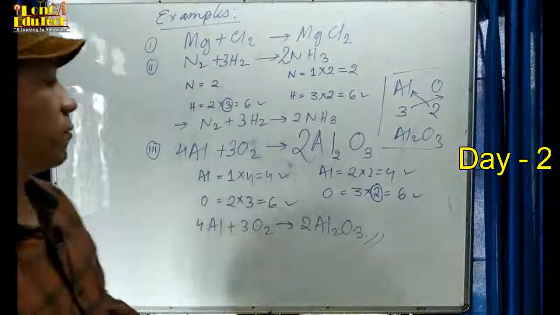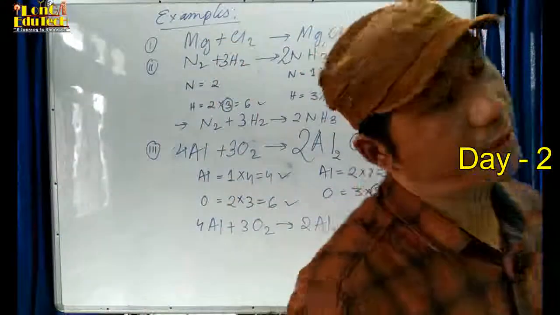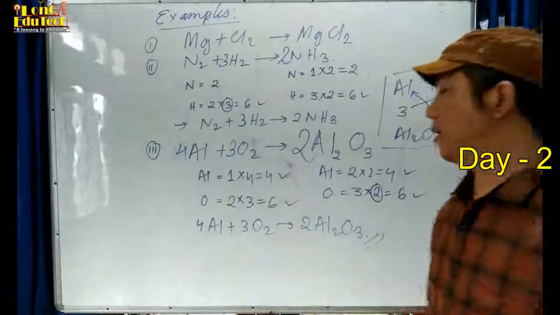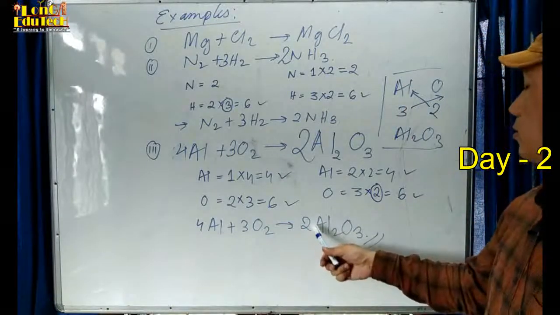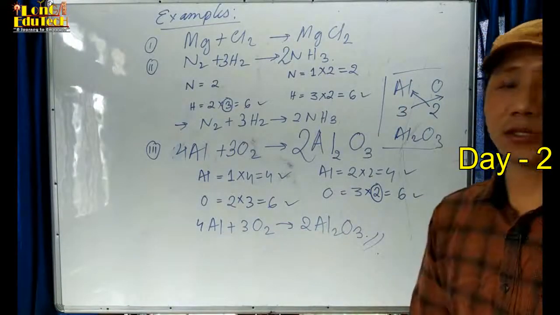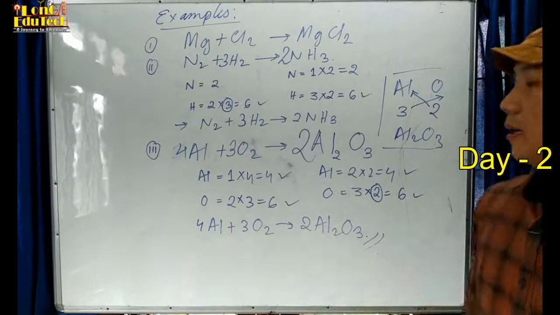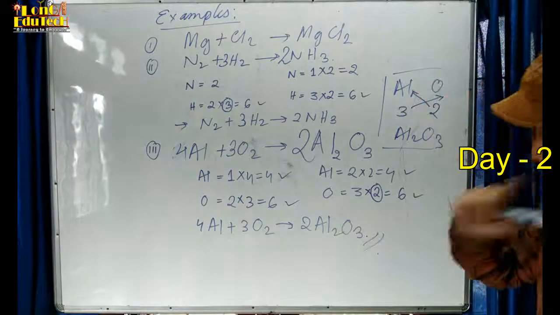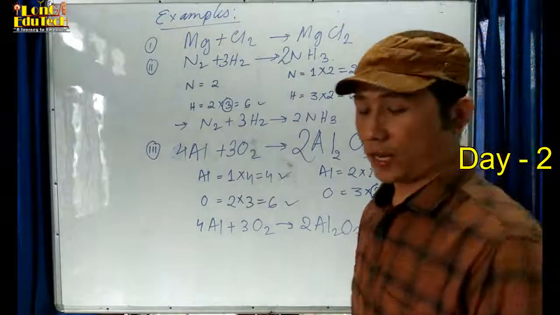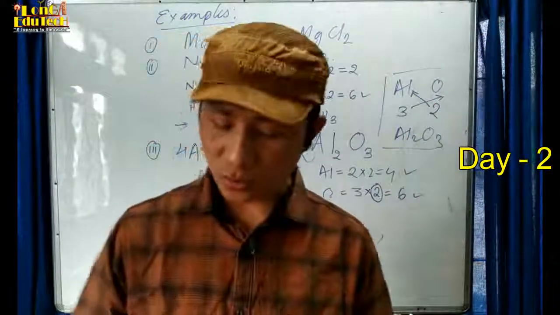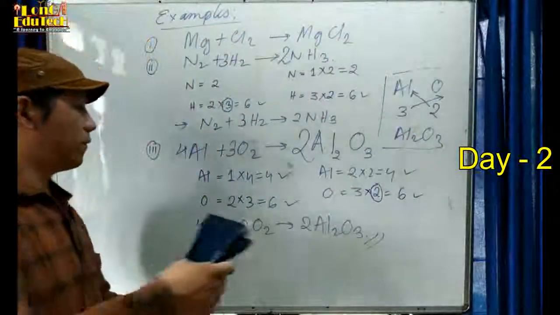This is the correct chemical equation of aluminium reacting with oxygen to form 2 molecules of aluminium oxide. So this is the correct balancing. Yeah, and some more interesting ones. Let us go, we will not go for more.